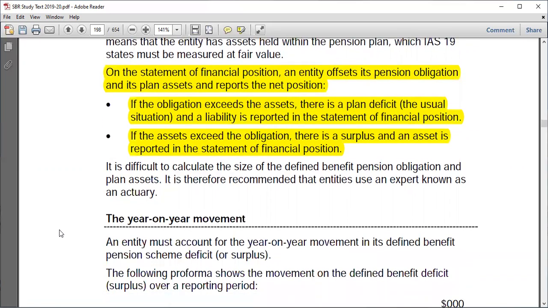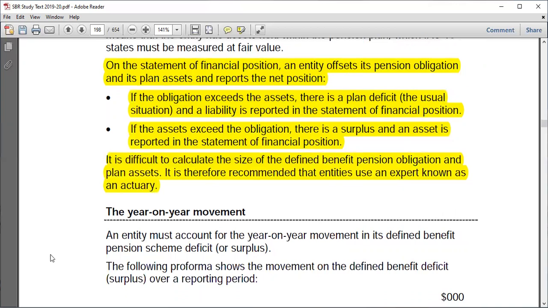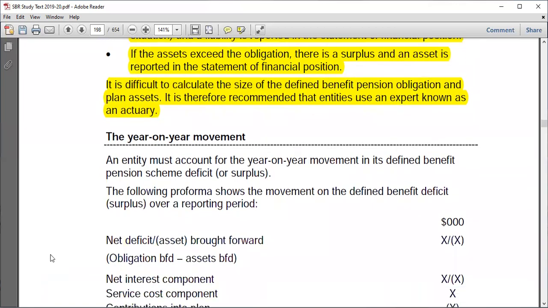Okay. Now we say that it's difficult to calculate the size of the defined benefit pension obligation and plan assets, and therefore it is recommended that the entity use an expert known as an actuary. That's why you usually get gains at the end of the year called the actuarial gains. You'll see that, right? But actually in an exam, this is none of your business.